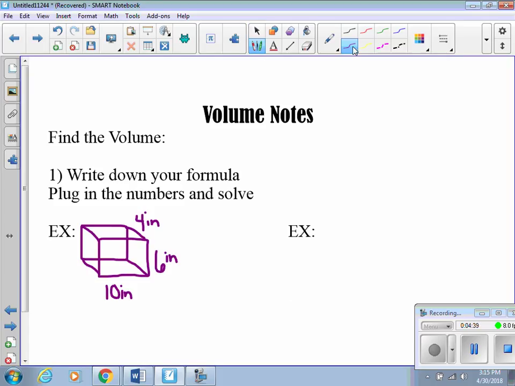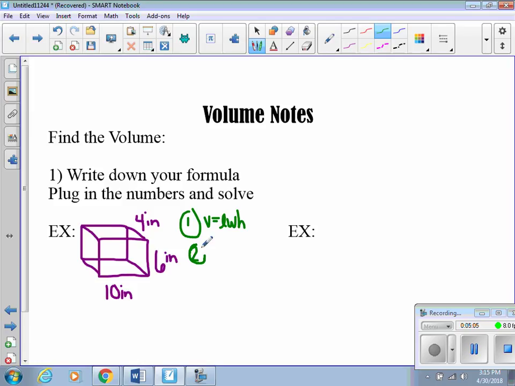And in order for us to do that, we are first going to write down our formula. So volume equals length. You will most often see the L look like a cursive L, so that you're not getting it confused with a 1. Our volume is length times width times height.